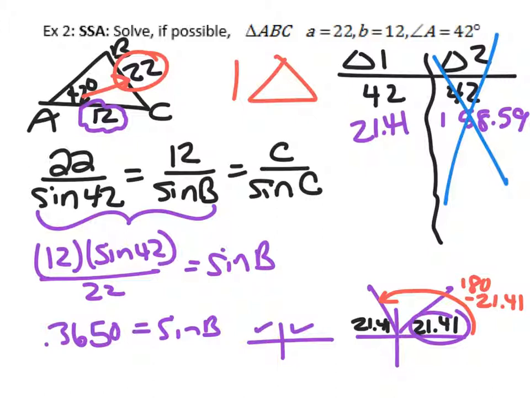So the purple one was angle B. So then that's going to make angle C, if you add them and subtract from 180, 116.59.